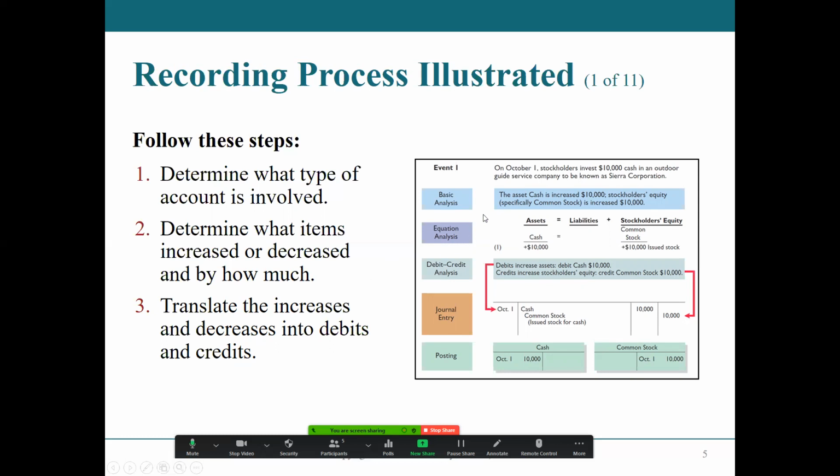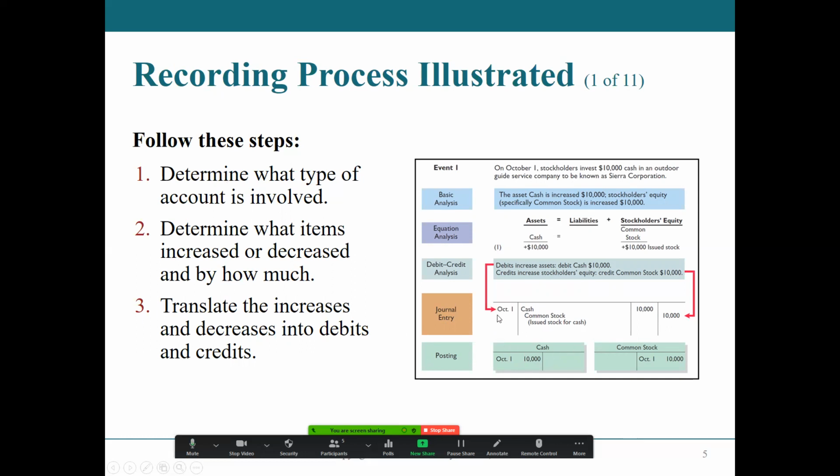Another way of saying that is we're going to do a basic analysis, which is what I showed you a moment ago. Then we're going to do an equation analysis, which means we're going to ask ourselves what's happening to the accounts. Then we're going to apply our debit and credit rules. And then we'll record it in what's called a journal entry. I know some of you have been working on the homework already this week, so you've probably had some practice at this. Finally, at the end of a period, we'll post our journal entries into what's called our ledger.